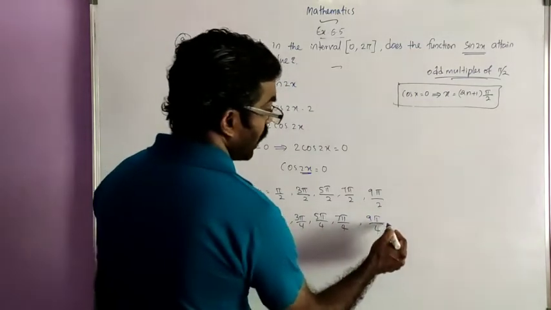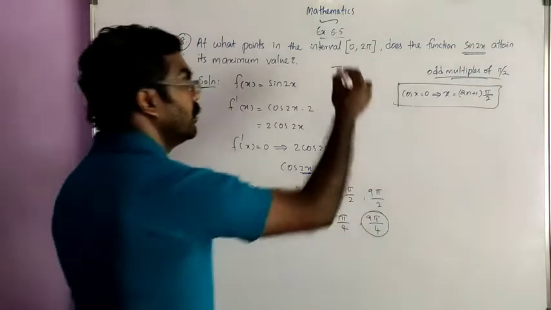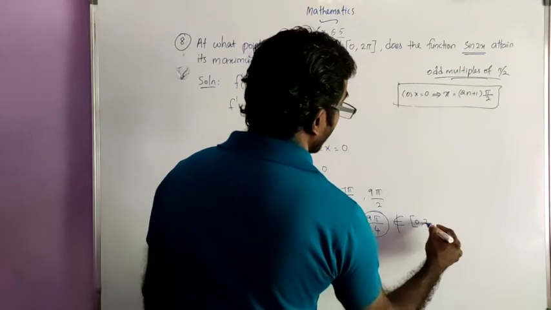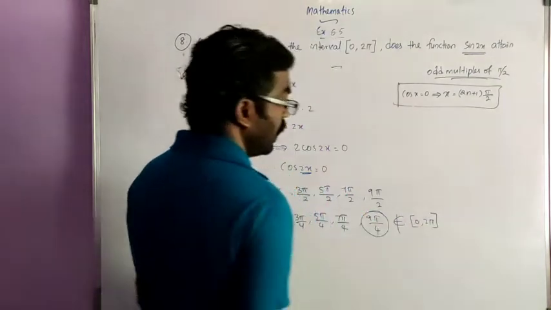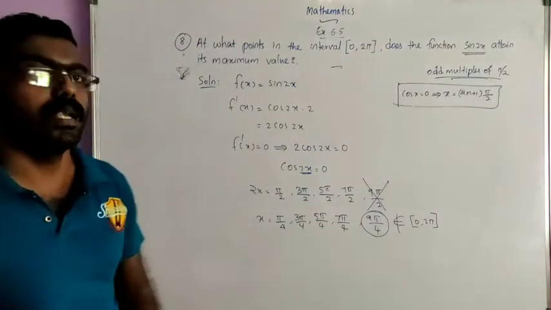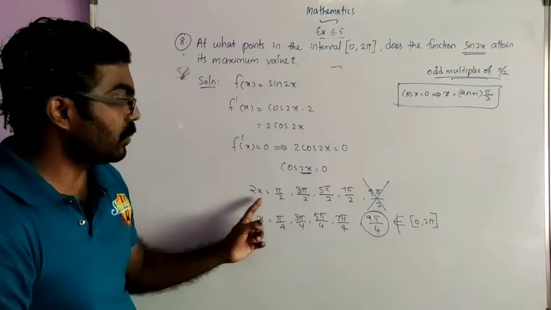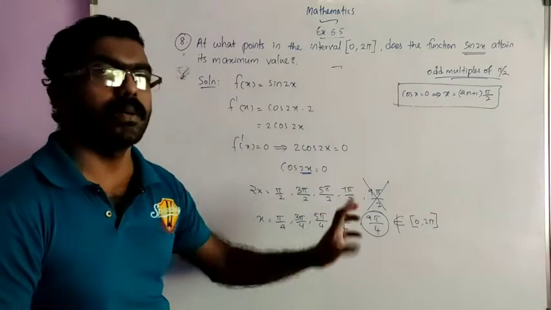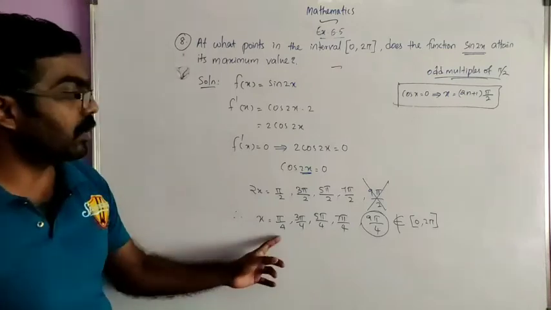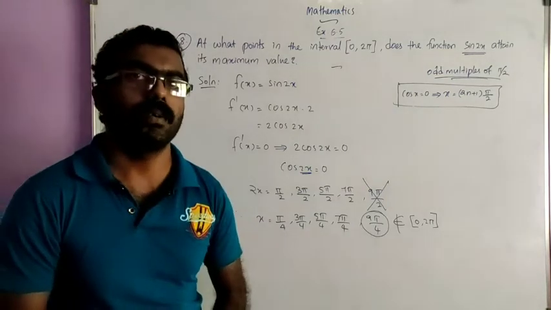Okay. But this value 9 pi by 4, that means 9 into 45, it doesn't belong to the closed interval 0 comma 2 pi. Okay, that's why we don't take the value 9 pi by 2. Okay, so the values of 2x are pi by 2, 3 pi by 2, 5 pi by 2 and 7 pi by 2, and therefore we can write x is equal to pi by 4, 3 pi by 4, 5 pi by 4 and 7 pi by 4.